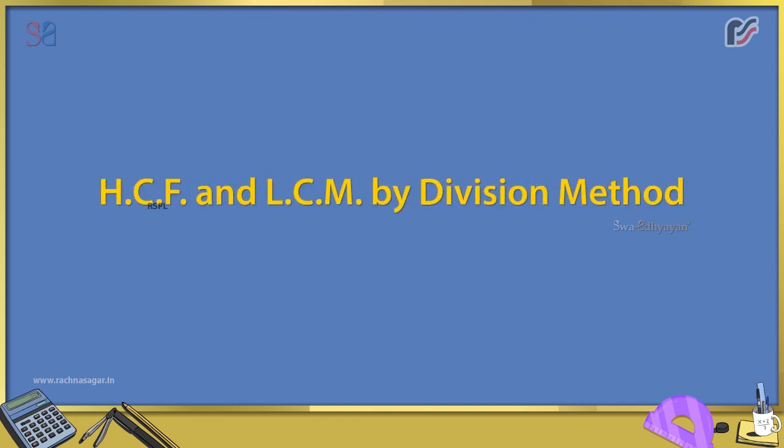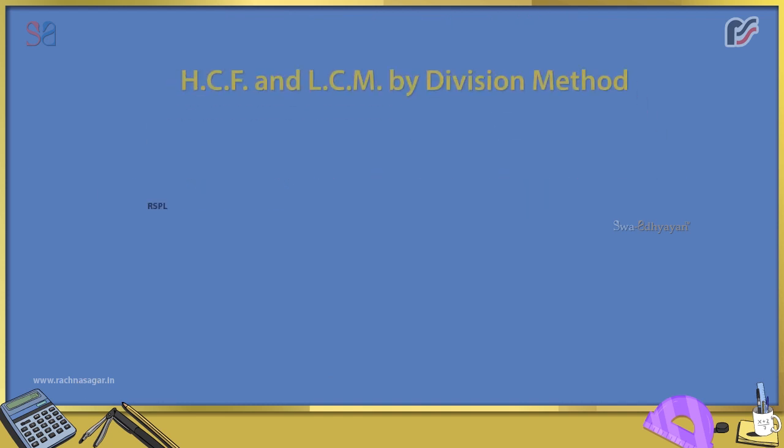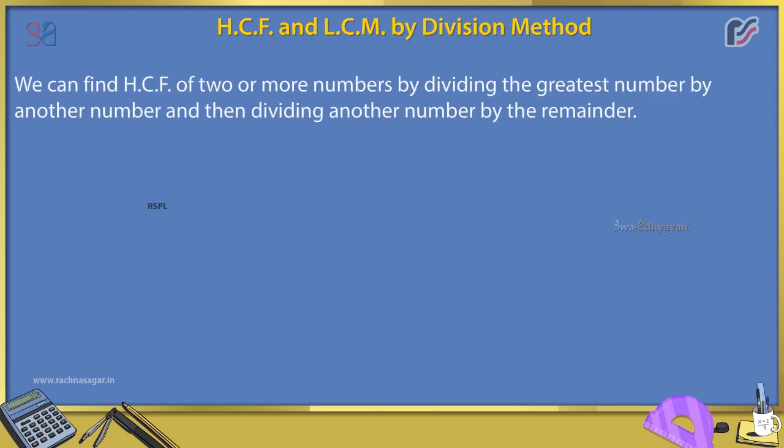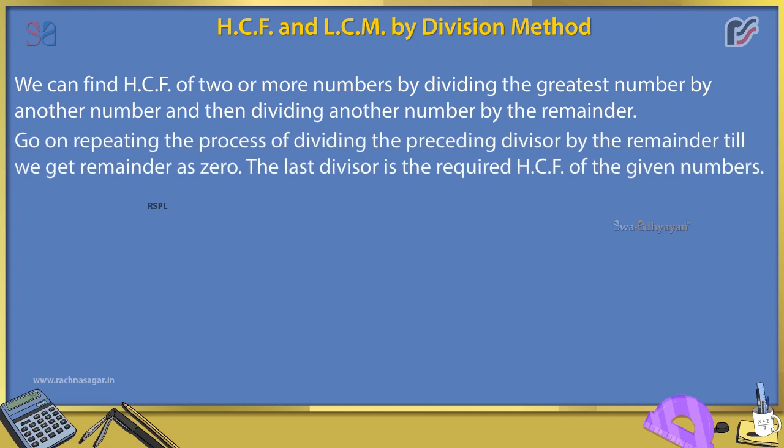HCF and LCM by division method. We can find HCF of two or more numbers by dividing the greatest number by another number and then dividing another number by the remainder. Go on repeating the process of dividing the preceding divisor by the remainder till we get remainder as 0. The last divisor is the required HCF of the given numbers.